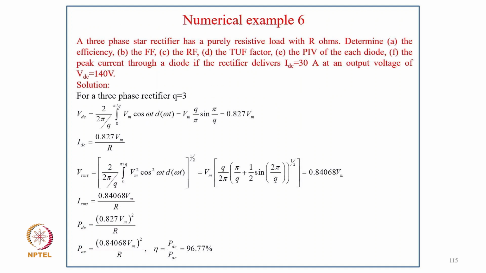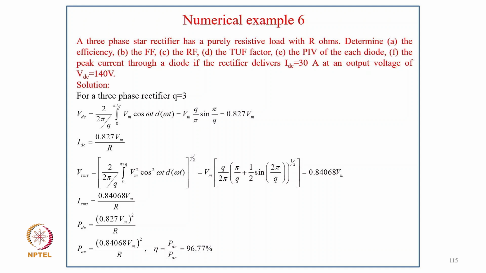Now coming to numerical example 6: a 3-phase star rectifier with purely resistive load R. Determine A, the efficiency, B, the form factor, C, the ripple factor, D, the transformer utilization, and E, the peak inverse voltage of each diode, and the peak current through the diode if the rectifier delivers 30 ampere at an output voltage of VDC equal to 140.